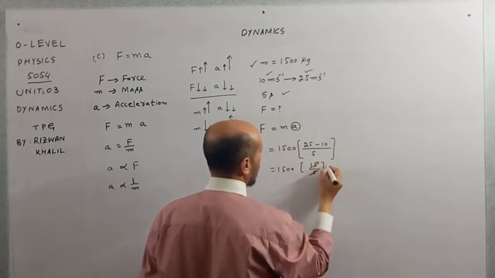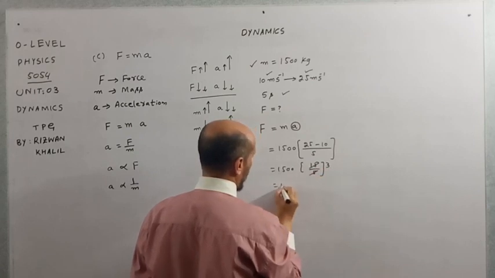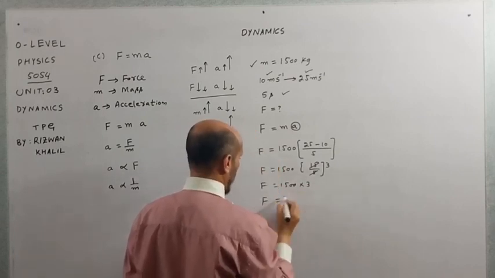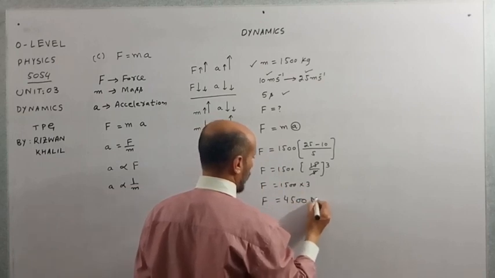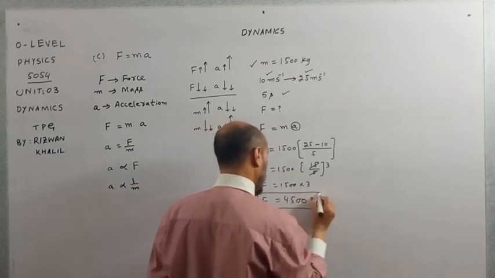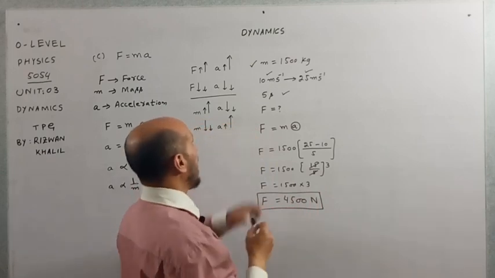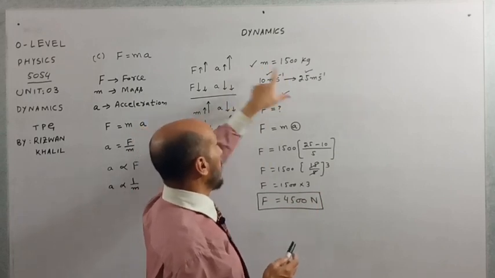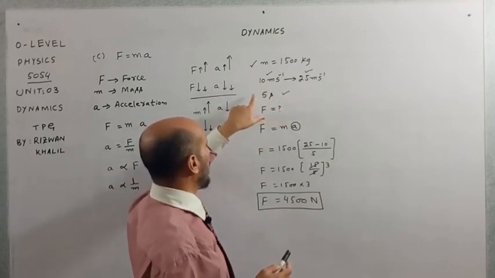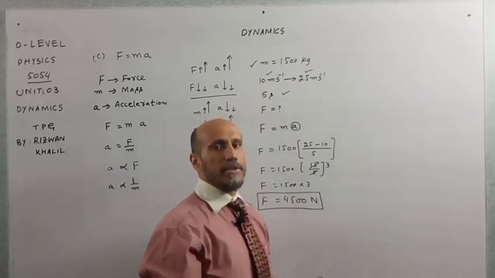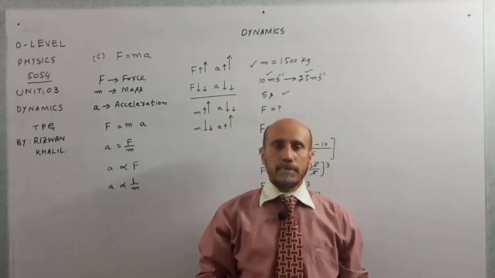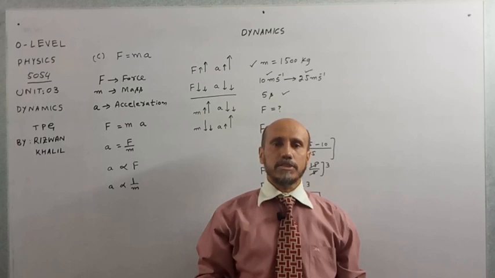When we solve this, 3 will be here. So 1500 times 3 is equal to 4500. So the force exerted on the body of mass 1500 kg, whose velocity changes from 10 meters per second to 25 meters per second in 5 seconds, is 4500 Newton. So Newton's second law of motion is clear to all of you. Now we will proceed to our next learning outcome.